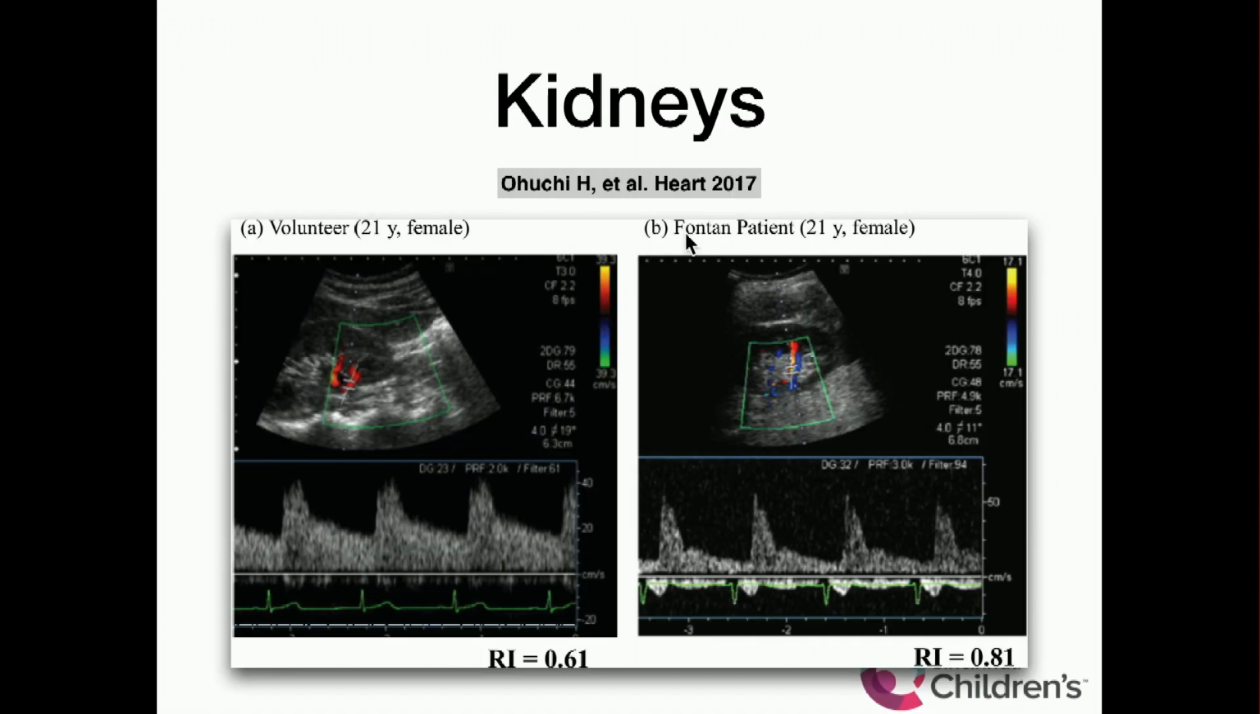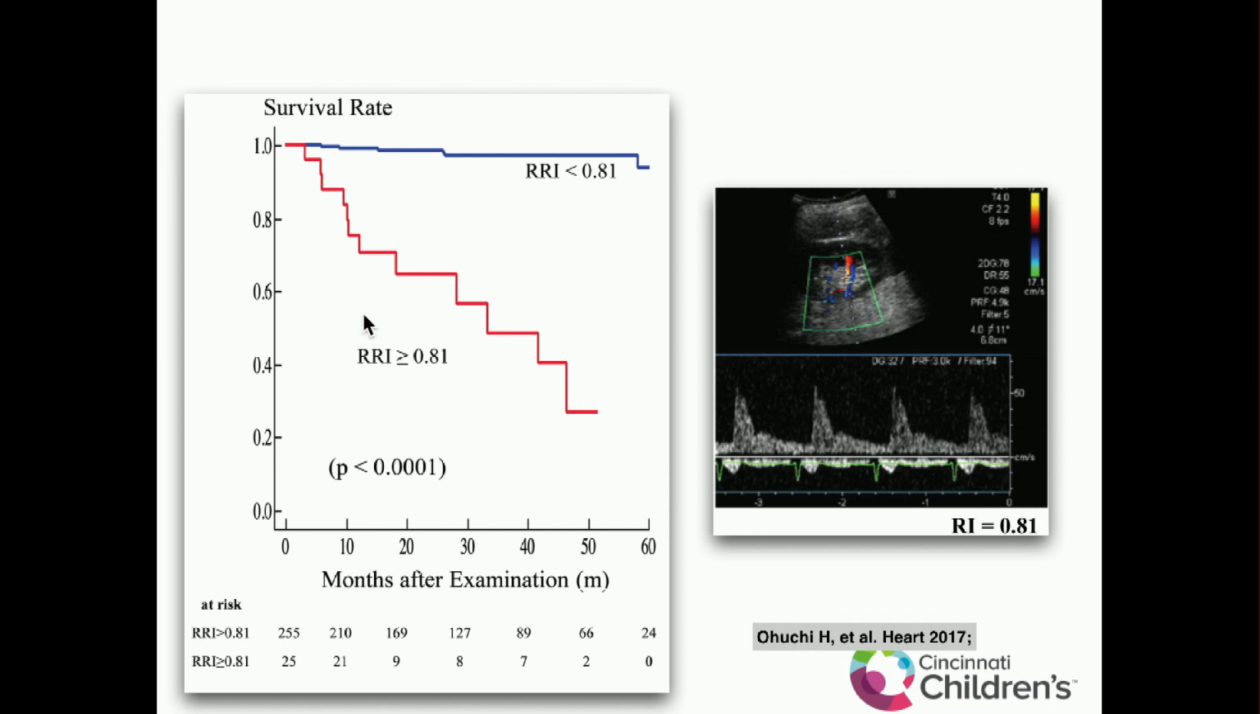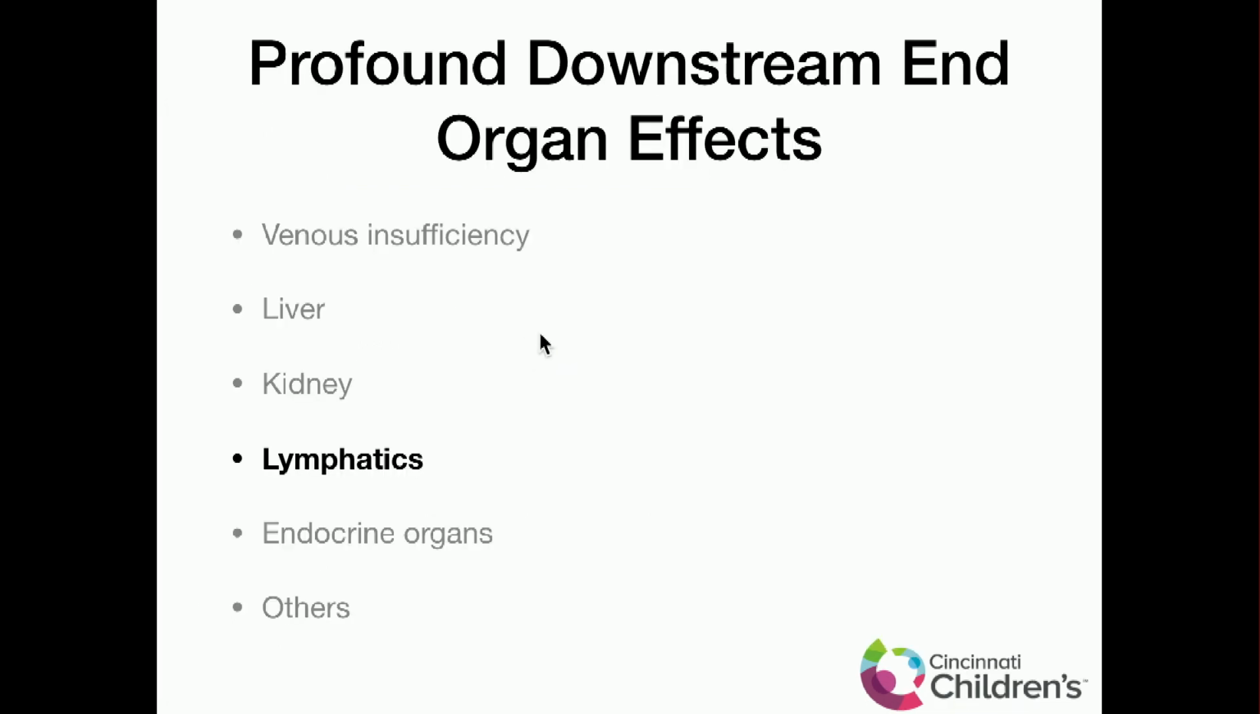This is a lovely paper from Ohuchi from Japan, and what they looked at was renal vascular perfusion and Doppler studies. And from their data, what they could see is that patients with a renal resistive index of higher than 0.81 really had very poor survival. And this is perhaps a very useful marker for tracking our patients. We still need more data in a bigger population, but this seems to be an important marker of outcomes.